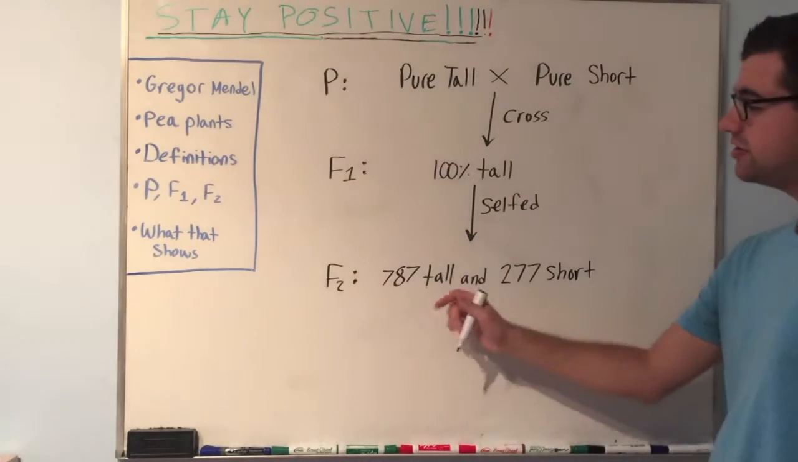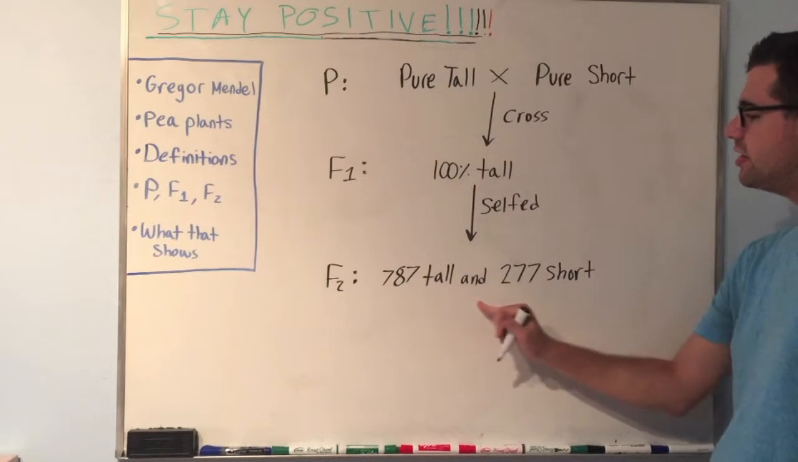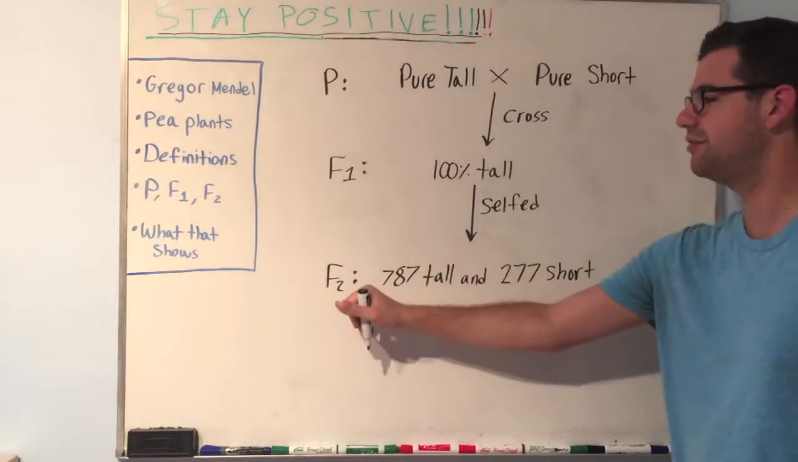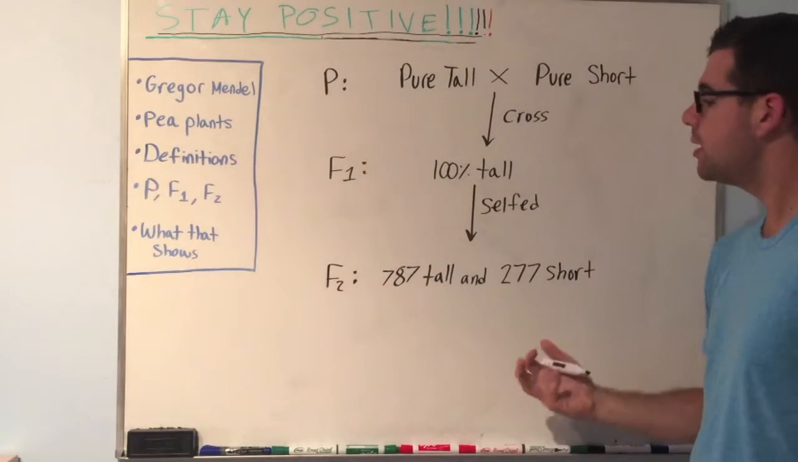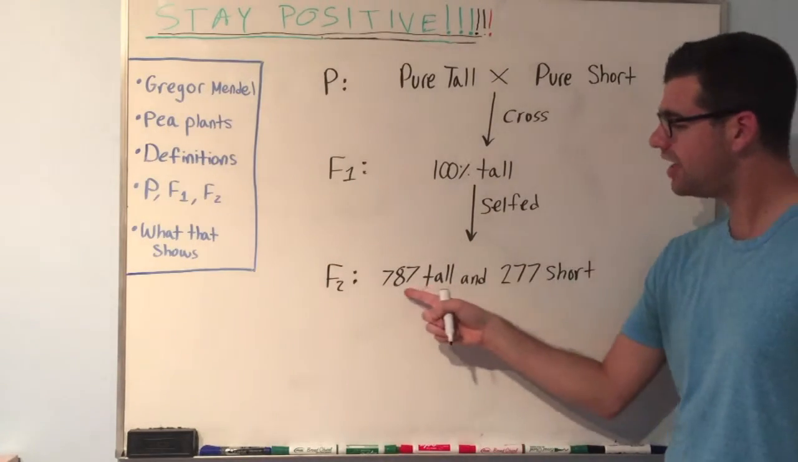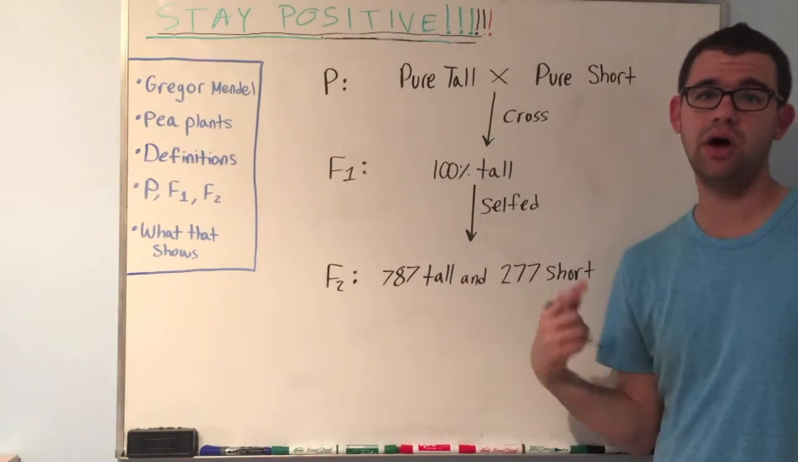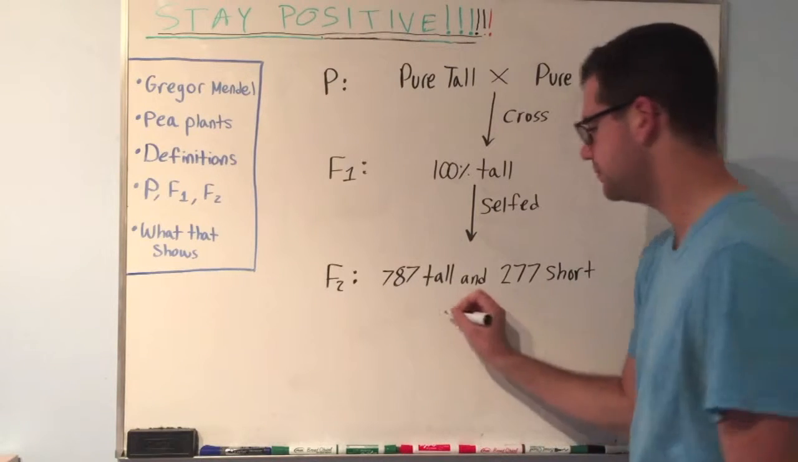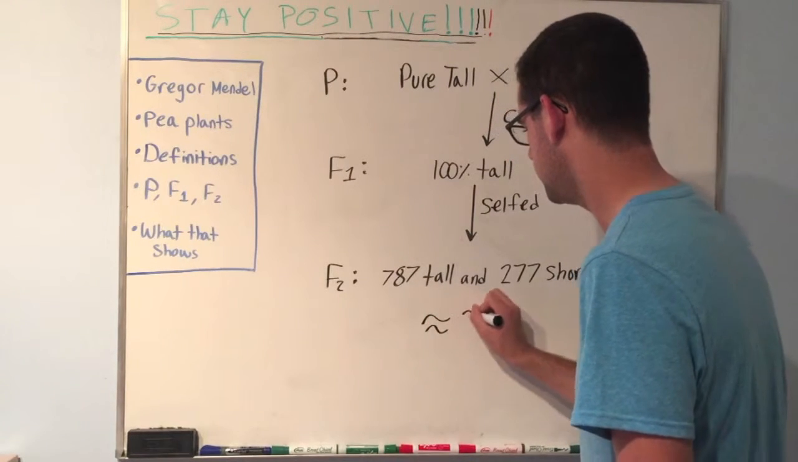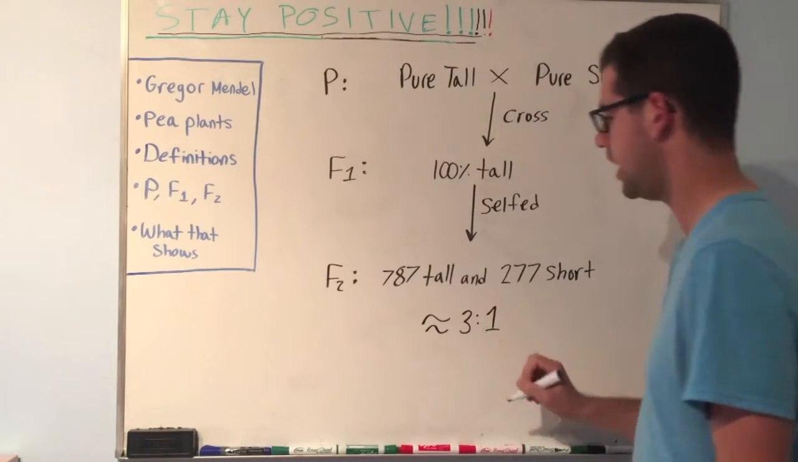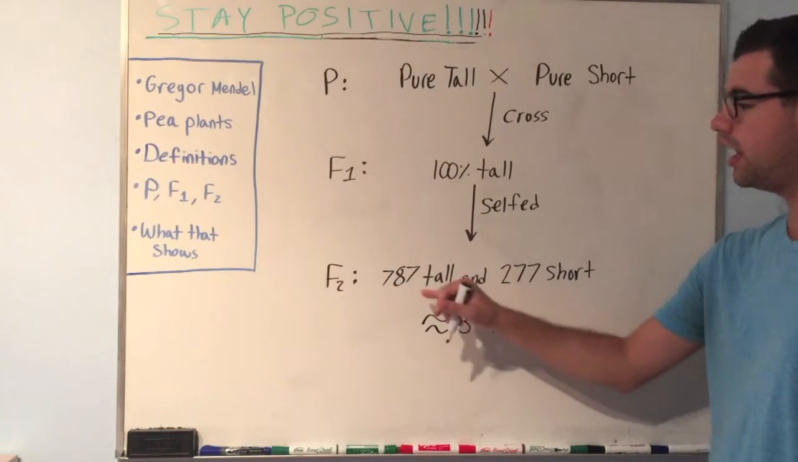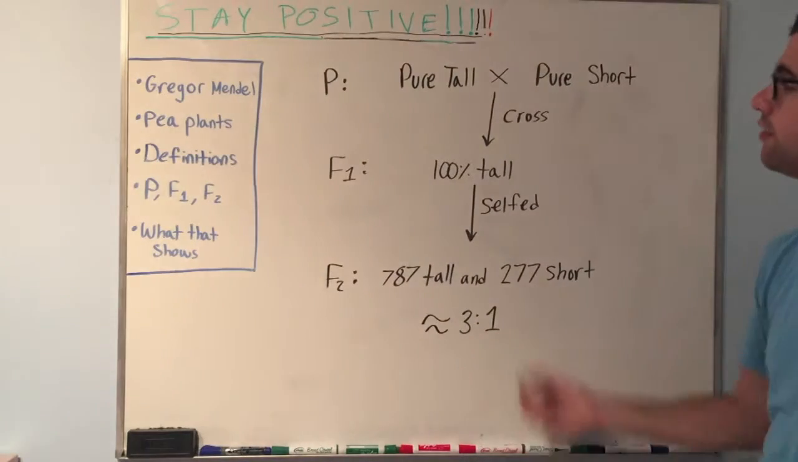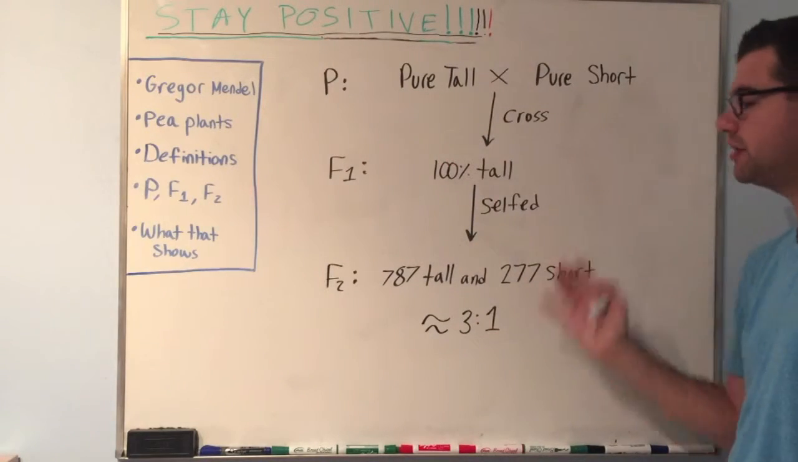Specifically, he noticed that there were 787 tall plants and 277 short plants. So not only did the short plants reappear in this F2 generation seemingly out of nowhere, but he kept on doing experiments like this, and he kept on seeing a very similar ratio in all of these experiments, where you would have a roughly 3-to-1 ratio. That's a really important point: in this type of sequence of crosses, you will get a 3-to-1 ratio of the dominant phenotype to the recessive phenotype, right?